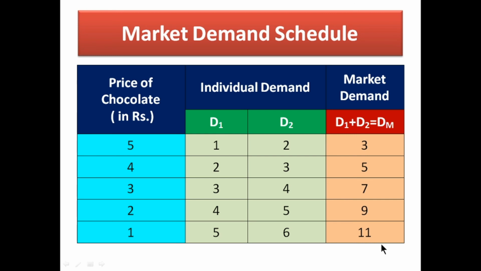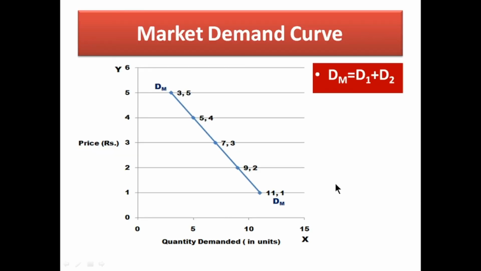Now let's see how to draw market demand curve with the help of this market demand schedule. See guys, in market demand curve, we have to take two axes, x-axis and y-axis. On x-axis, we will show total quantity demanded by all buyers in a market. And on y-axis, we will show price of a particular commodity. So here, we have shown price of chocolates on y-axis and its market demand on x-axis.